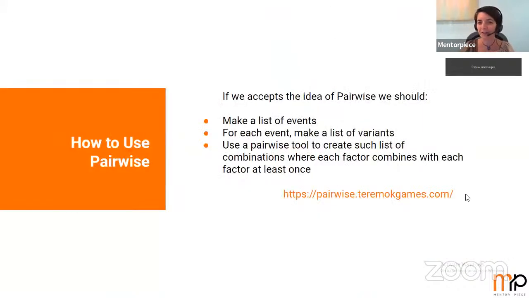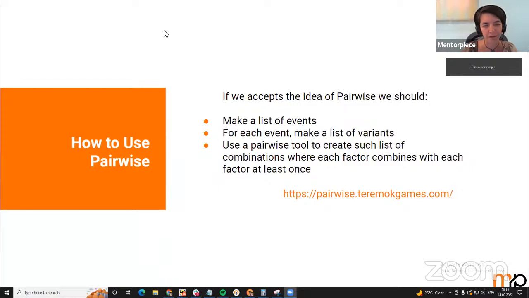If we, again, accept the idea of pairwise, we should, firstly, understand what events we have. For each event, make a list of variants. Then use some pairwise tool to create such a list of combinations where each factor combines with each other factor at least once. And let me reshare the screen to show you the explanation of this.